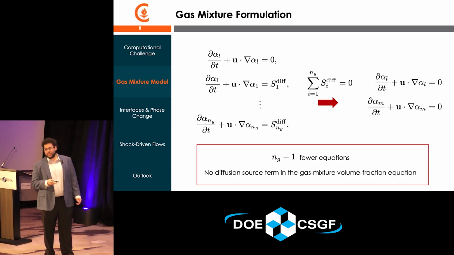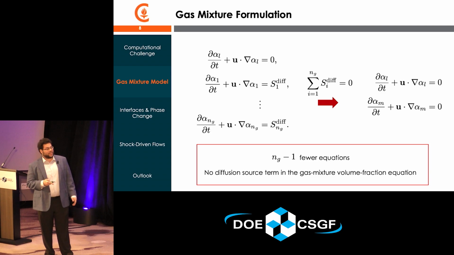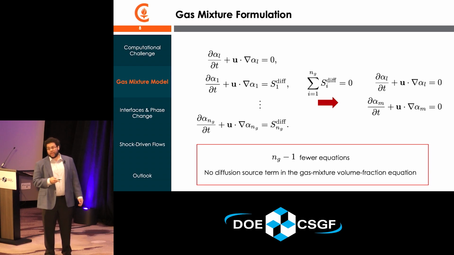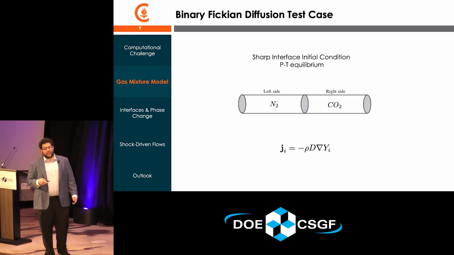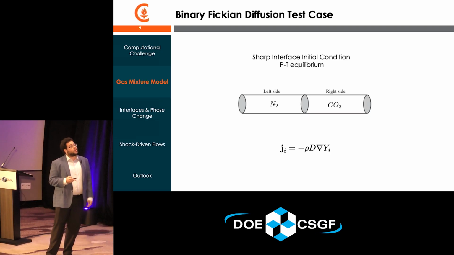Second, because the source term is now 0, you don't even have to worry about what the form of the source term is. I spent many years trying to figure out what the source term actually is, and it's completely dependent on the thermodynamic assumptions you make for the diffusion process. So we don't have to worry about that at all, which is fantastic. So let's see if this mixture formulation works.